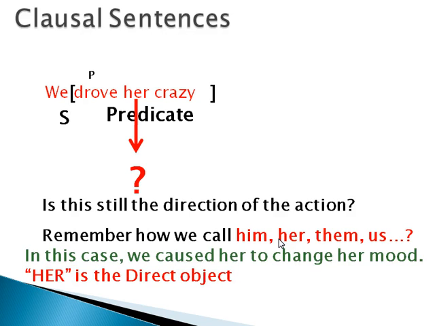In this case, we caused her to change her mood. Her is the direct object, okay? Because we caused someone to do something, okay? We drove her crazy. We directly acted in relation to her to drive her crazy. And what about crazy? How can I classify crazy?